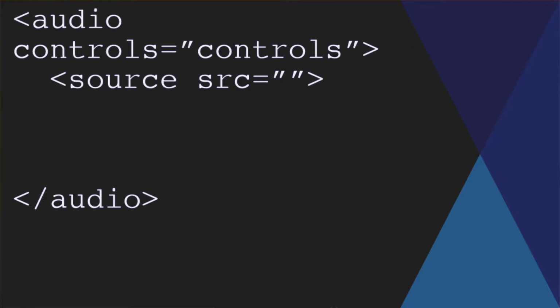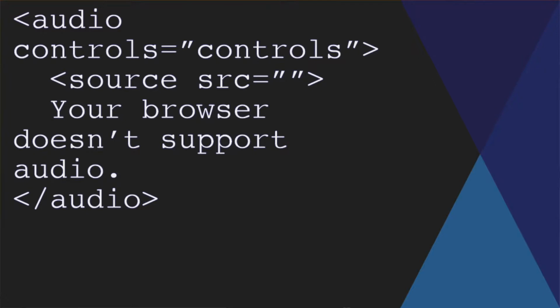Then denote what the audio file type is. You can add as many sources as you like. The browser will select the first one that it can work with. Finally, before the closing audio tag, write some text that says your browser doesn't support audio. This text will only show if the user's browser doesn't allow audio.